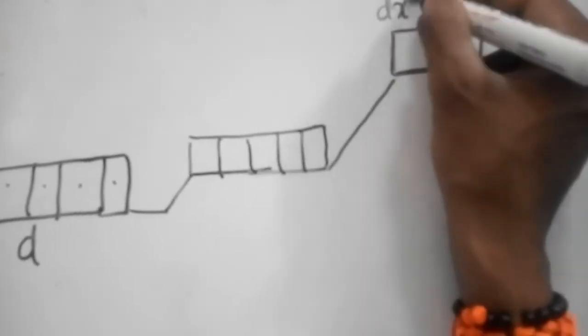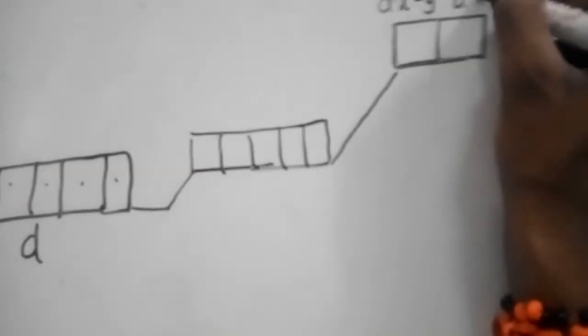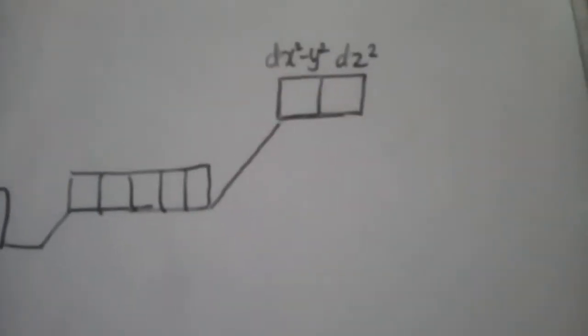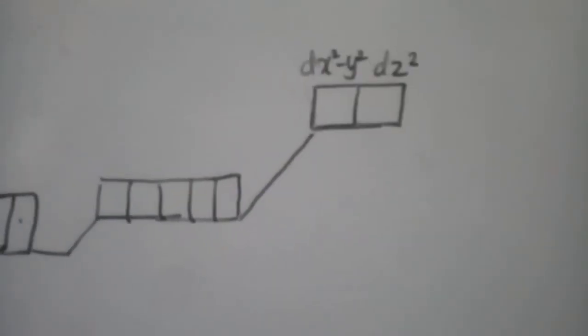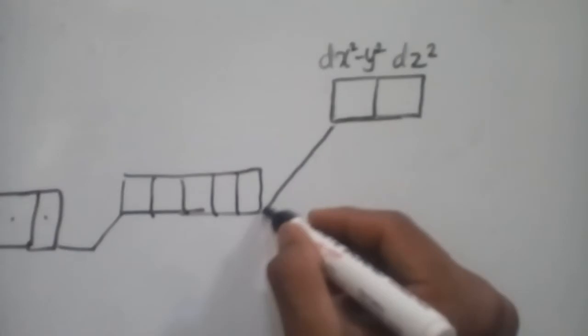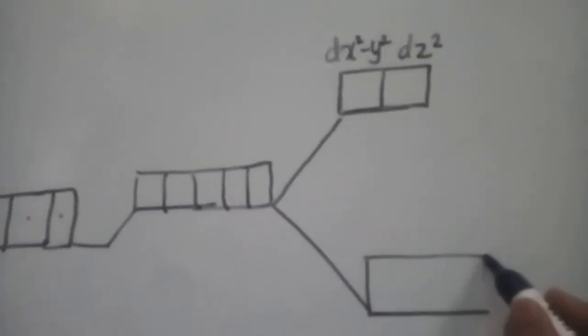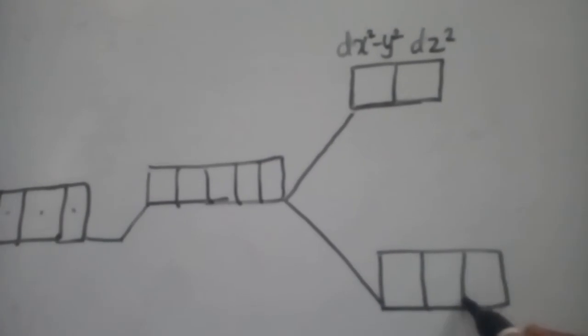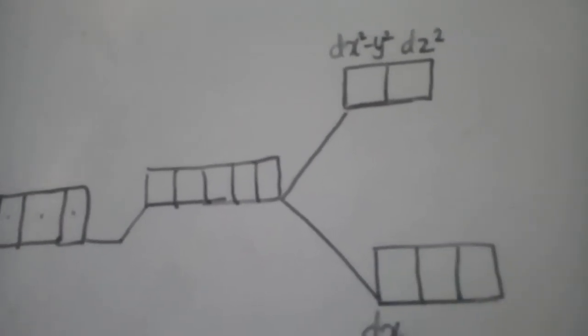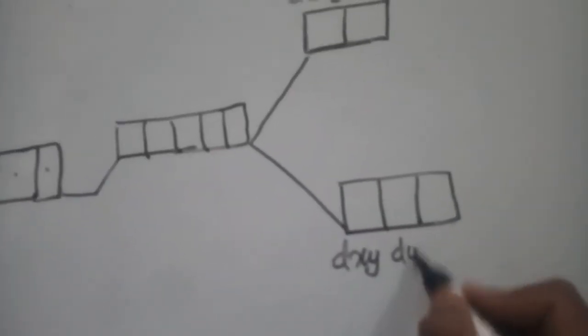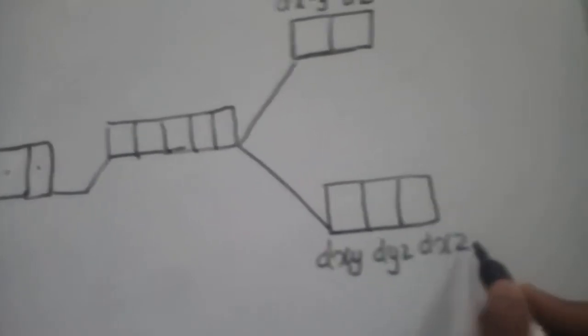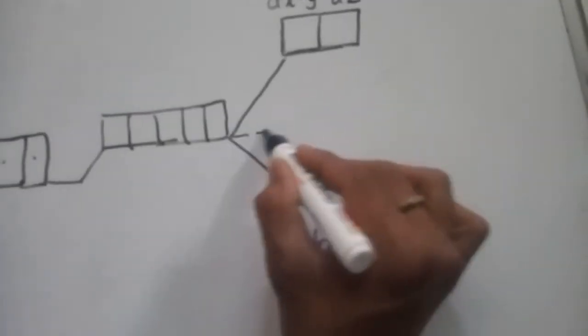This is dx square minus y square and dz square. Because these orbitals are on the axis, near the ligands, their energy will be increased, and the orbitals which are between the axes, their energy will decrease. And these are dxy, dyz, and dxz orbitals. This is the barycenter.